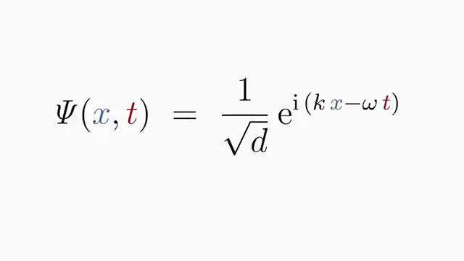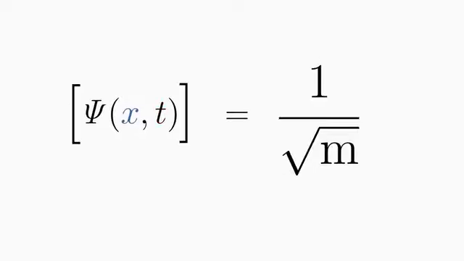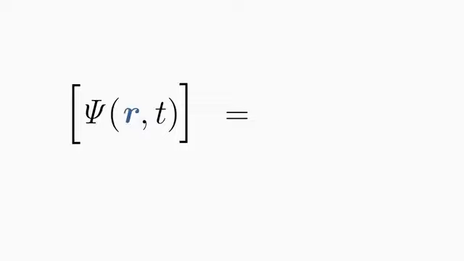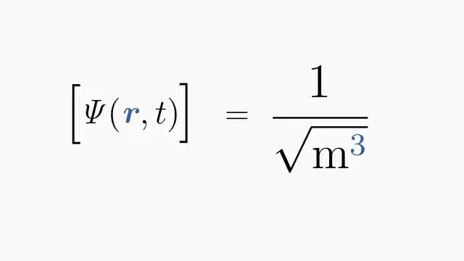In this example of the normalization condition, you can see from the amplitude that it has the unit 1 over square root of meter. Because the exponential function is dimensionless, the wave function has the same unit as the amplitude. In three dimensions, the unit of the wave function is 1 over square root of cubic meter.